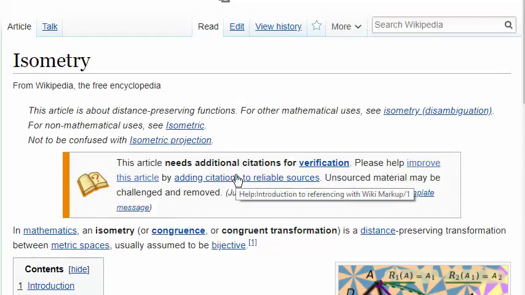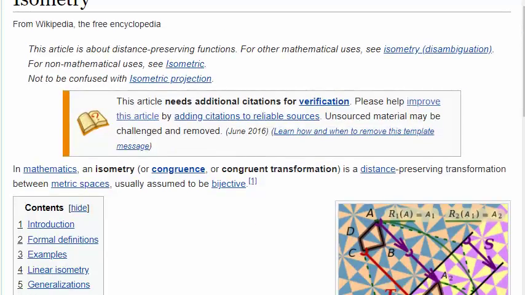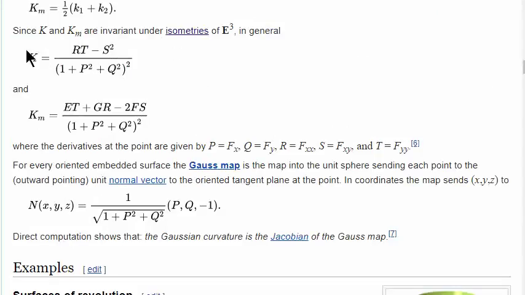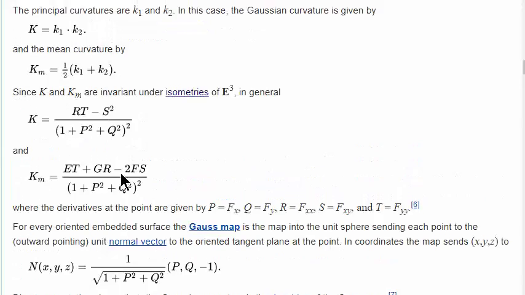Okay, let's talk a little bit about isometries, because in order to use that particular theorem, that of what K is. By the way, there's also a definition of K sub m, which is 1/2 (k1 plus k2). They introduce an E and a G and an F. I don't think that this is something we'd worry about. If we can get k1 and k2, then there is not much point in. Oh, wait. This is equal to this times this.